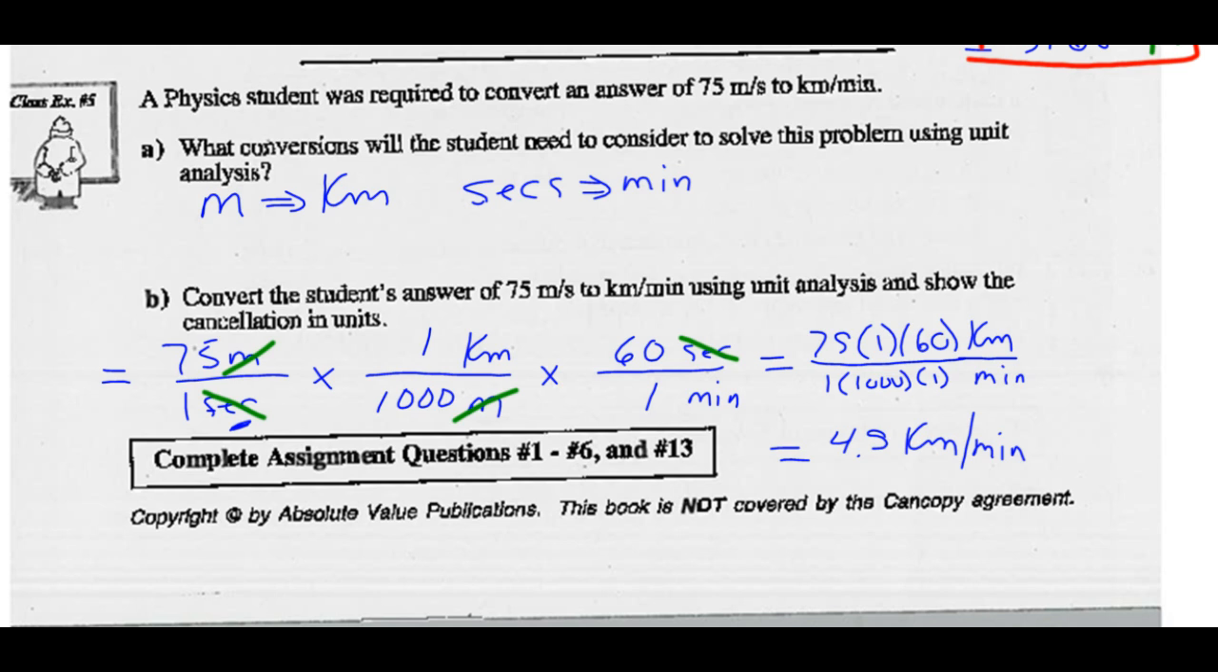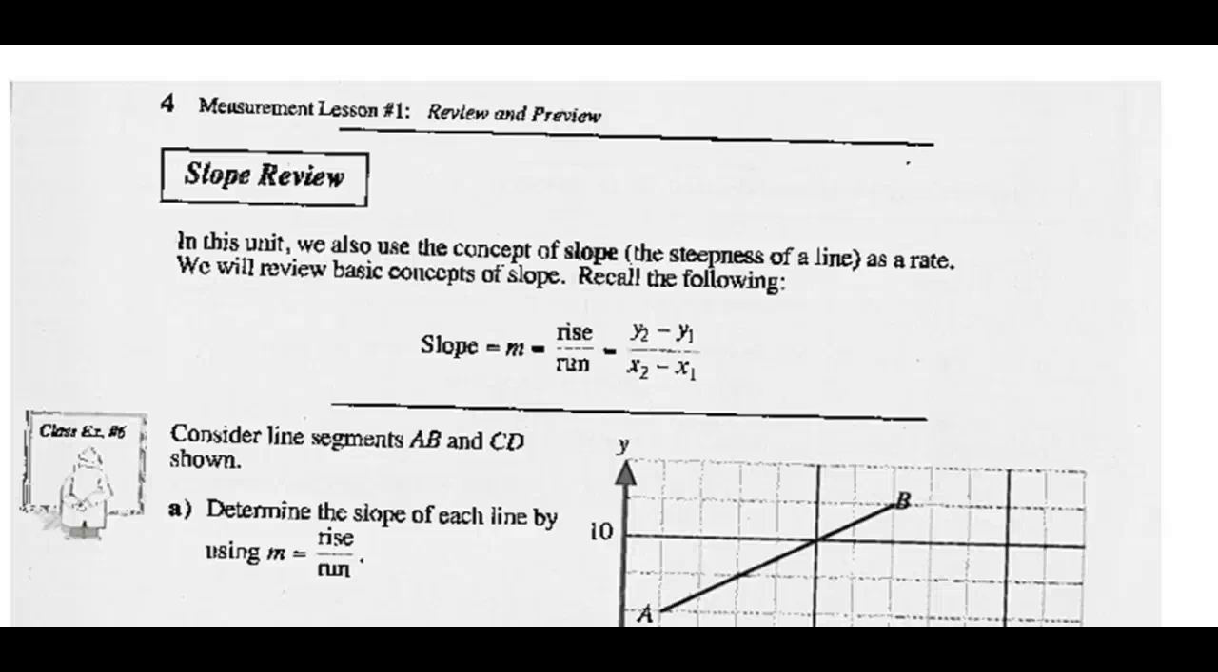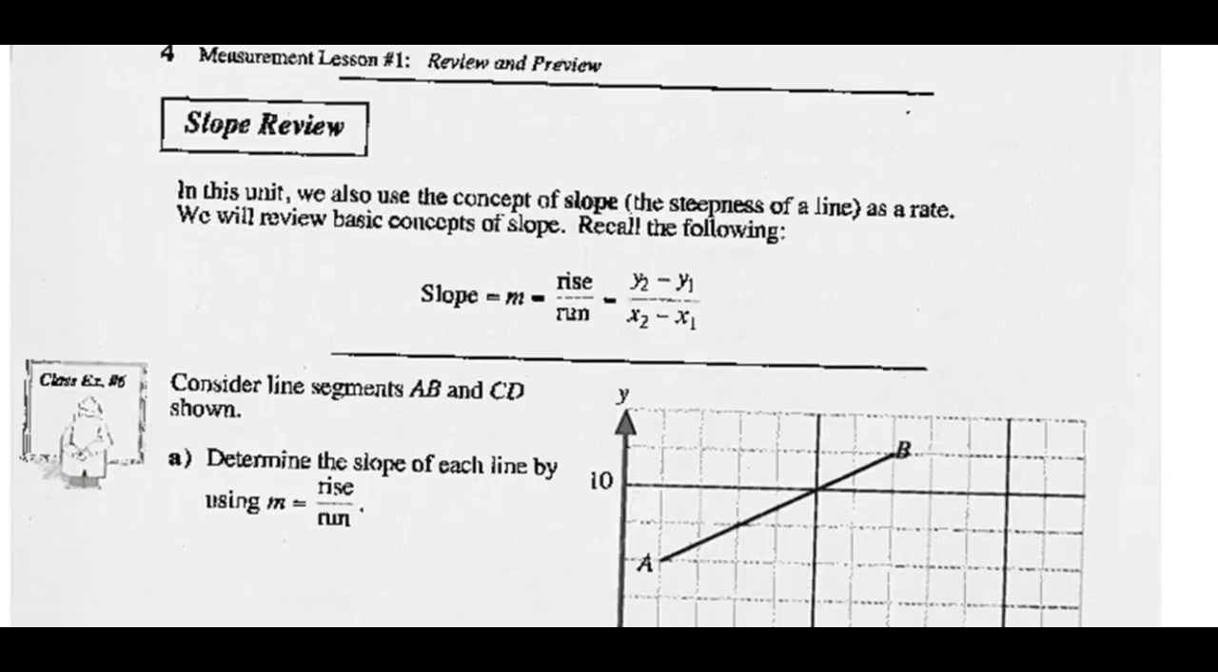Great, we're going to keep going. You can do your work in a minute. Let's do a little quick review on slope. We're also going to use the concept of slope. Steepness of a line is a definition of slope as a rate. So slope is a rate. We will review basic concepts of slope.